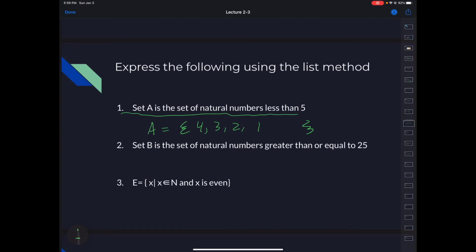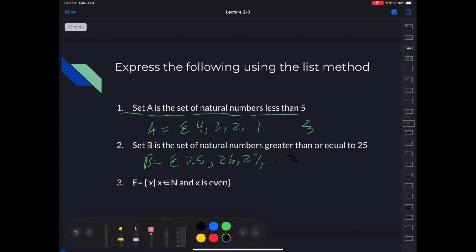Number 2, we need the set B, the set of natural numbers greater than or equal to 25. We have to be careful here. We have greater than or equal to 25, so we include 25. Now we can work our way up: 25, 26, 27, and it's going to go on forever. So I put a comma, dot dot dot, and I'll close my bracket. One thing you'll realize from watching these videos is I'm very bad at drawing a curly bracket.